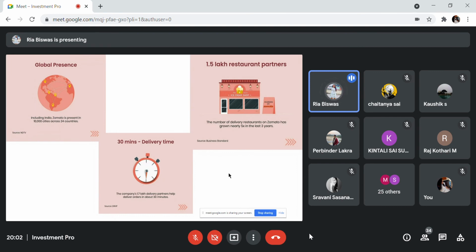Then here the 30 minutes delivery time is mentioned. If you are craving some food, you need it instantly. It has a very fast delivery time. You will not go for food delivered to your home by 10 p.m., because by then your craving will be gone. So Zomato makes it possible within 30 to 40 minutes only.